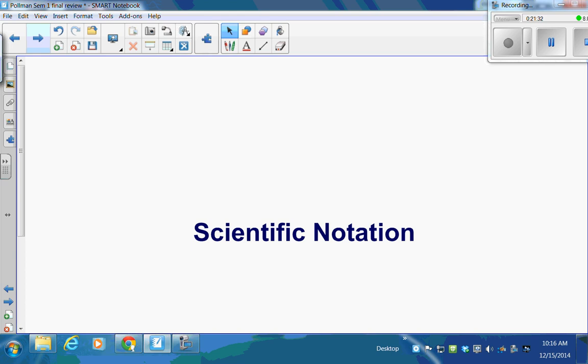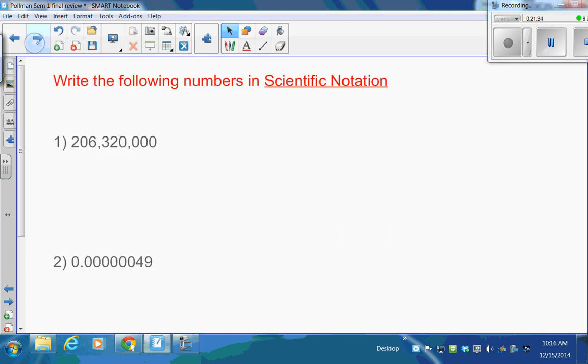Scientific notation. Pause it now. You guys should know how to do this. Scientific notation. Write these both in scientific notation. Go.